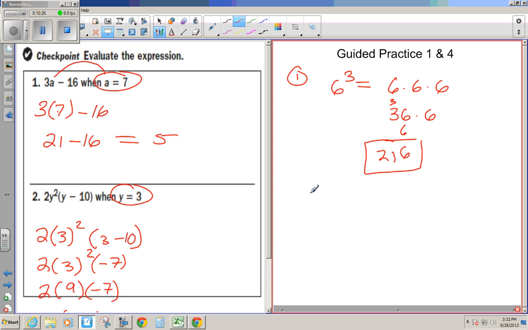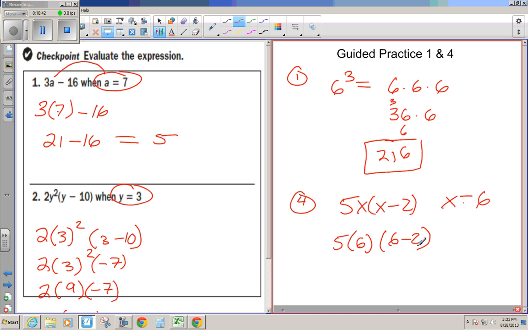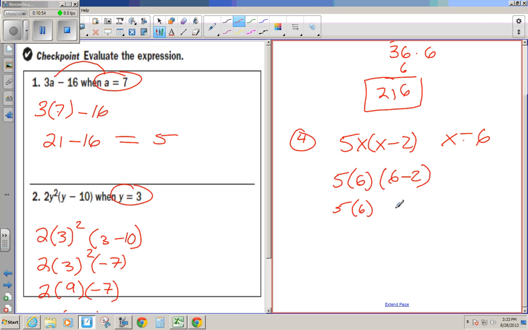All right, let's take a look at number 4. We've got 5x, x minus 2, and it tells us that x is 6. So let's plug that in, substitute. 5 times 6 times 6 minus 2. So what do we do first? Should we multiply here first? No. Keep that 5 times 6. And let's do this subtraction.